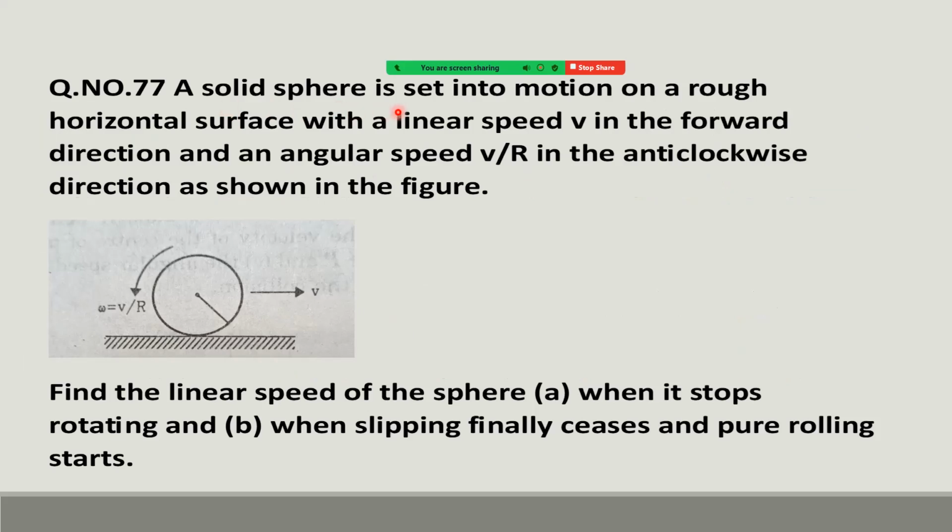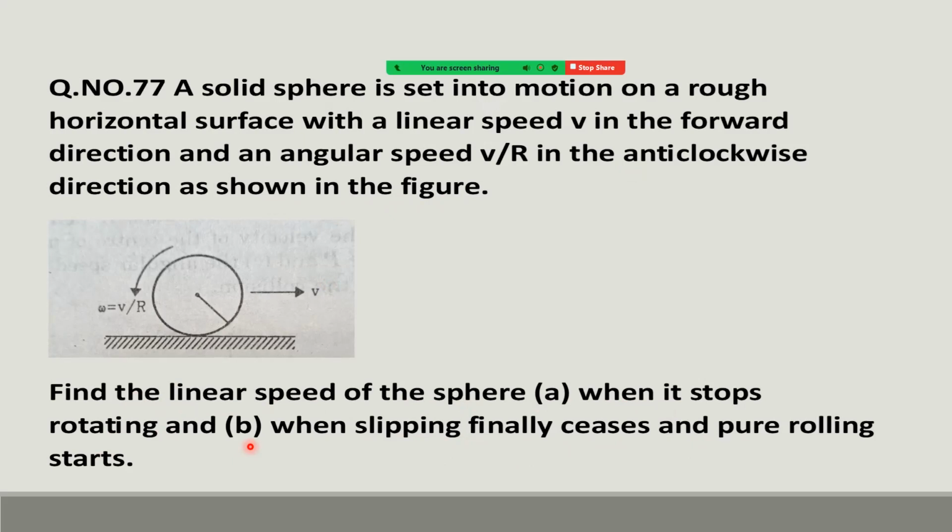A solid sphere is set into motion on a rough horizontal surface with a linear speed v in the forward direction and an angular speed v by r in the anti-clockwise direction as shown in the figure. Find the linear speed of the sphere when it stops rotating and when slipping finally ceases and pure rolling starts. So this question is taken from H.C. Verma. Let us see how to start it.